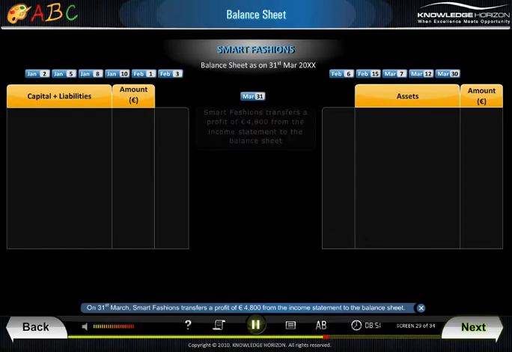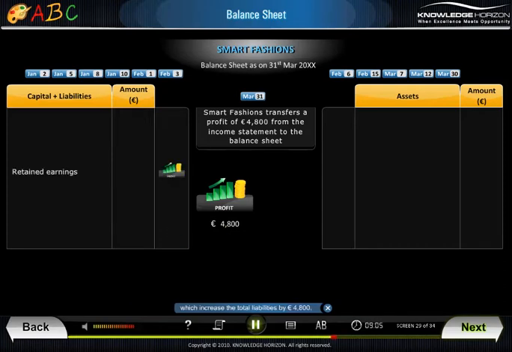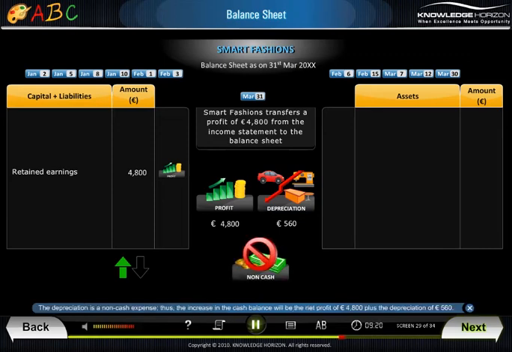On 31st March, Smart Fashions transfers a profit of €4,800 from the income statement to the balance sheet. The profits transferred to the balance sheet are termed retained earnings, which increase the total liabilities by €4,800. These profits of €4,800 are after subtracting the depreciation of €560. The depreciation is a non-cash expense.